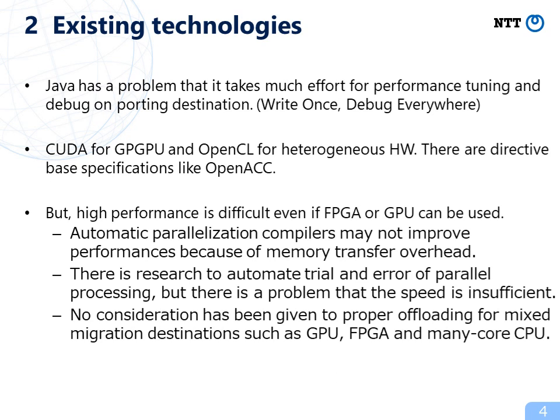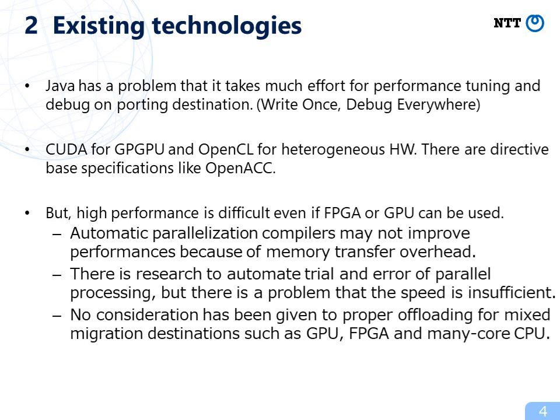2. Existing technologies. Java has a problem that it takes much effort for performance tuning and debugging on the coding destination. It is write once, run anywhere, but debug everywhere. So there are CUDA for GPU and OpenCL for heterogeneous hardware.